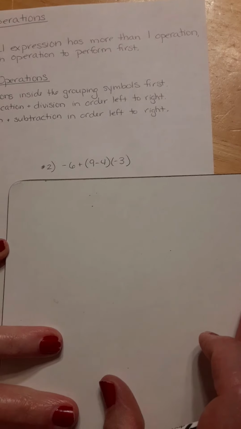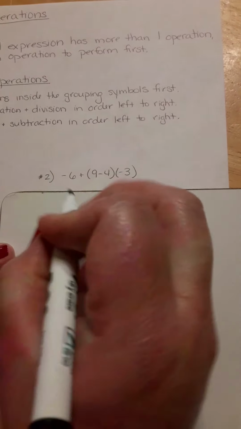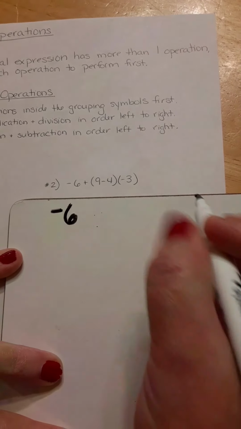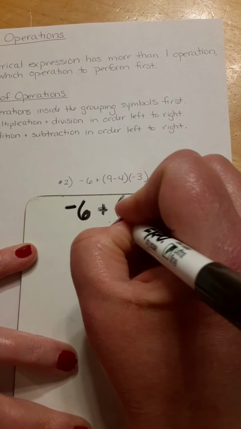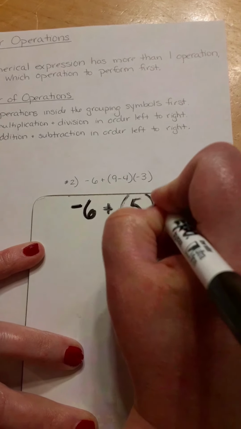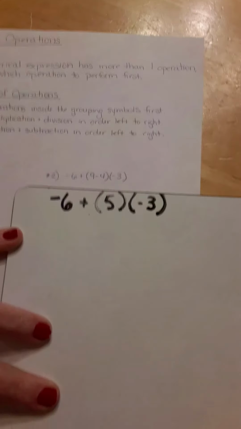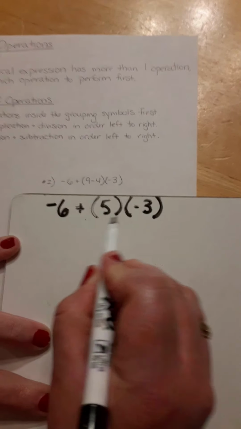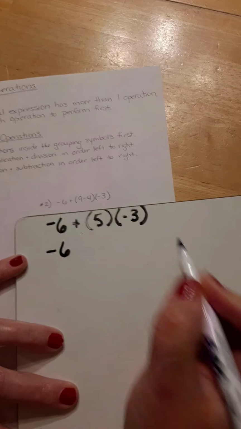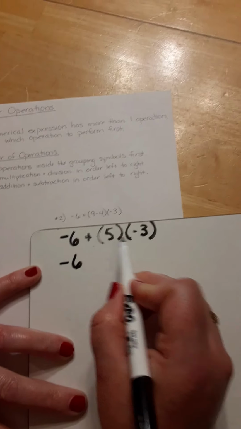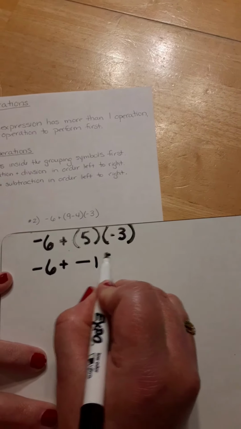So looking at our order of operations, the very first thing we have to do is our parentheses. Okay, so I'm going to go ahead. Here's my subtract 6. Bring down my plus. Now I got to do what's inside the parentheses, and I end up with 5. And then I have times a negative 3. Okay, now order of operations says I have to do the multiplication first before I can do the addition. So this negative 6 gets brought down, and now I'm going to do my multiplication. 5 times a negative 3 gives me a negative 15.